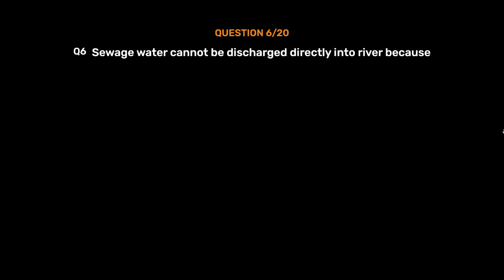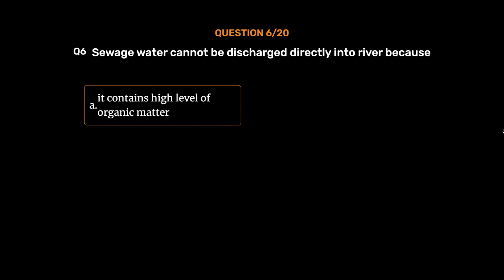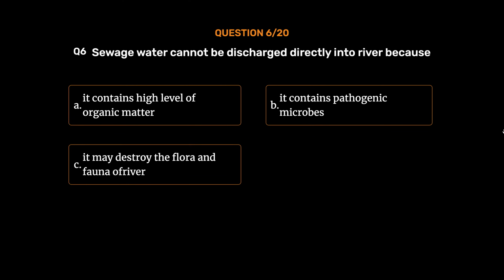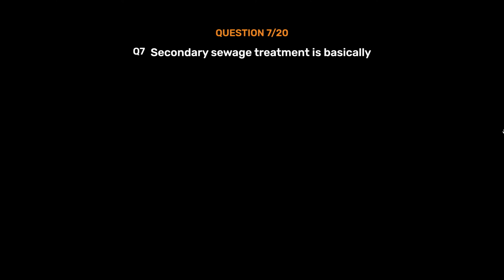Question number 6. Sewage water cannot be discharged directly into river because Option A. It contains high level of organic matter. Option B. It contains pathogenic microbes. Option C. It may destroy the flora and fauna of river. Option D. All of the above. The correct answer is Option D. All of the above.